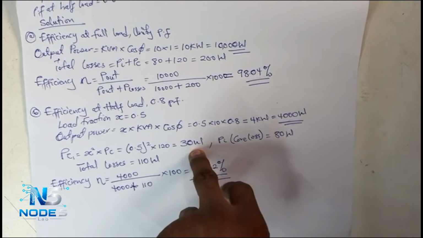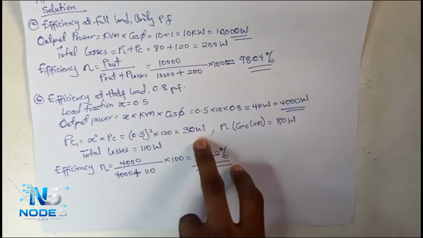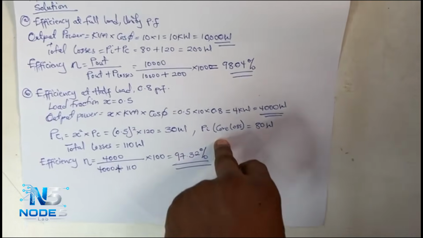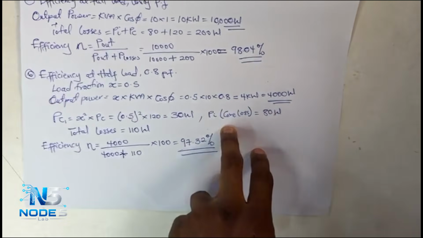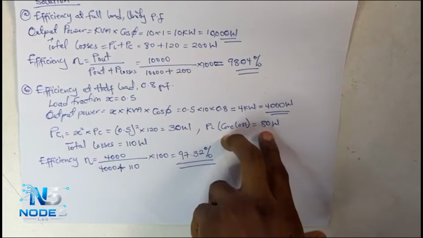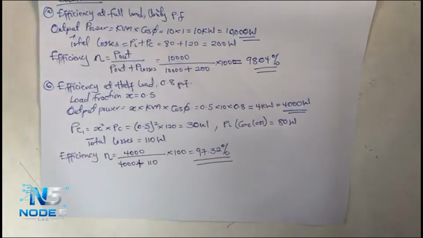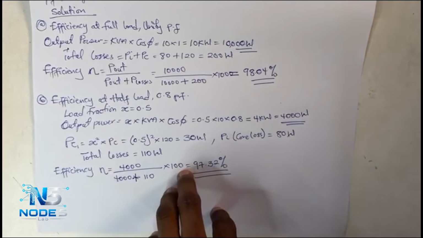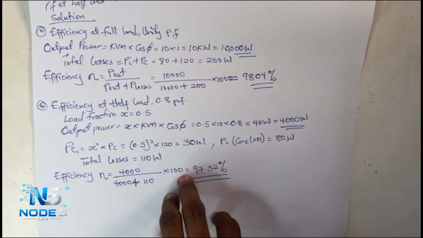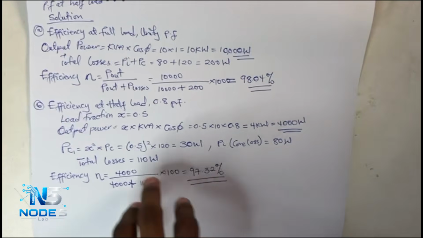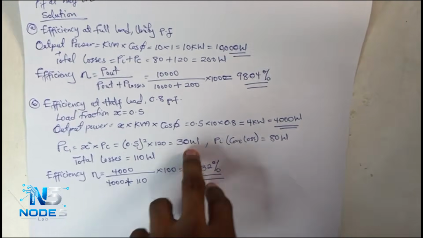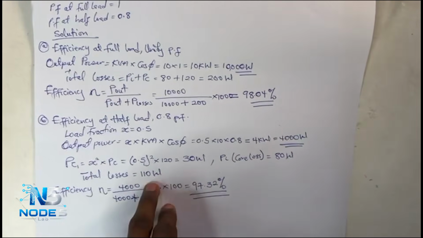Okay, and the copper loss is equal to 30 watts at the half load. But the iron losses always remain the same. That is the core loss, which is the 80 watts. So let's try to add the half load copper loss and the iron loss, which will give us the 110. That's 30 plus 80. That will give you the 110.